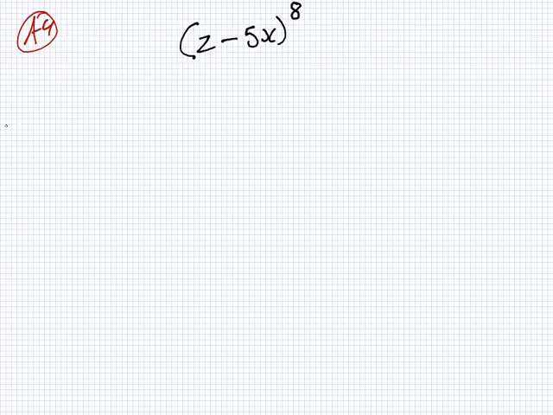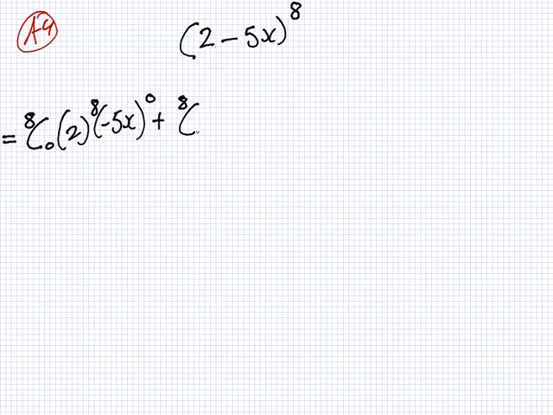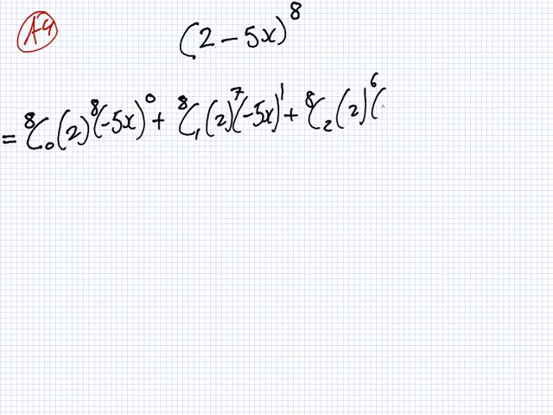Eight. Okay, so they wanted the first four terms ascending, increasing powers. So the first term, let me just make that two a bit clearer. That's 8C0 times 2^8 times minus 5x^0, plus 8C1 times 2^7 times minus 5x^1, plus 8C2 times 2^6 times minus 5x squared, plus 8C3 times 2^5 times minus 5x cubed.